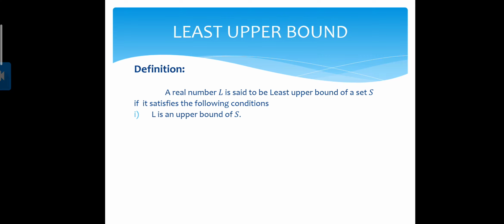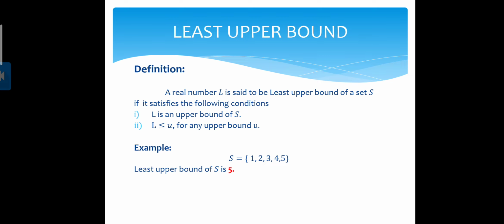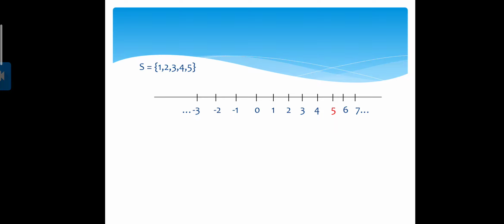So L is an upper bound of S. That is the first condition. Second condition, it should be less than or equal to U if you take any other upper bound U. So we have a lot of upper bounds, and you have to choose the least among those upper bounds. That is the least upper bound. For example, the same set S is equal to 1, 2, 3, 4, 5. We know the upper bounds of S are 5, 6, 7 and so on. The least among those upper bounds is 5. Therefore 5 is the least upper bound.